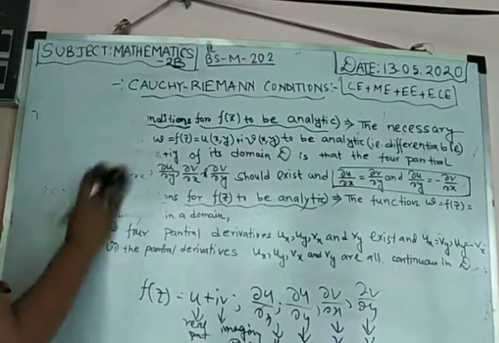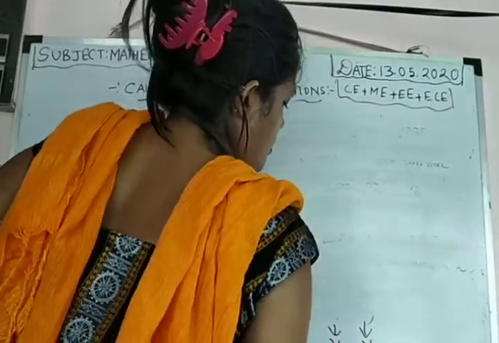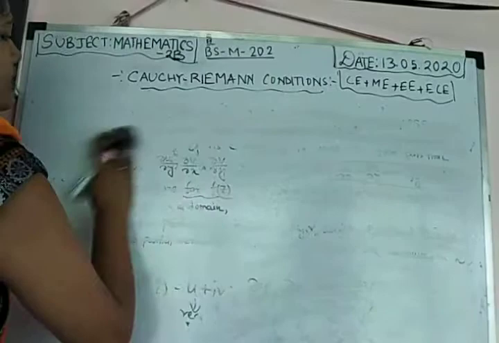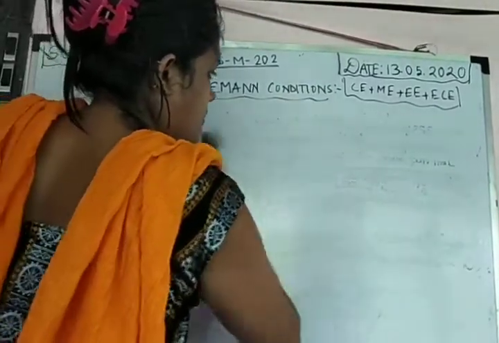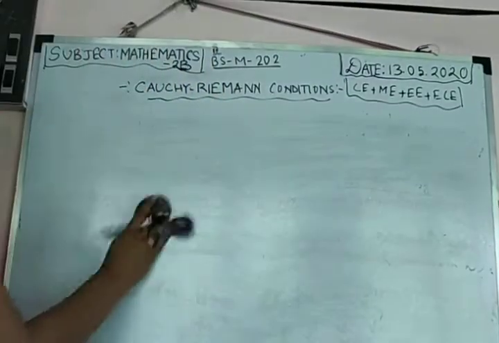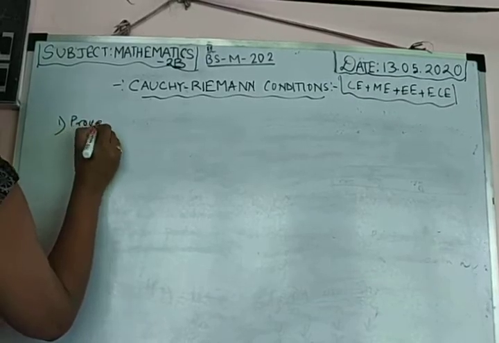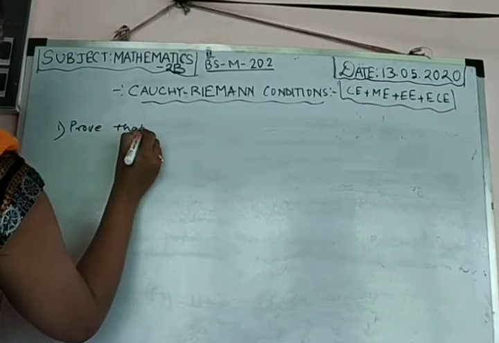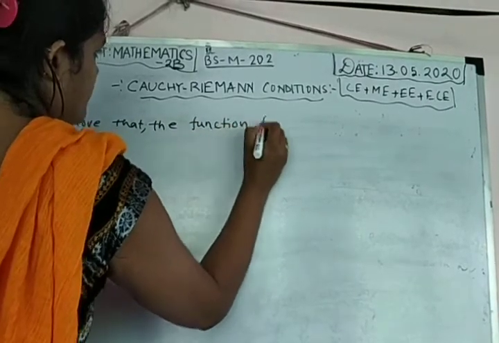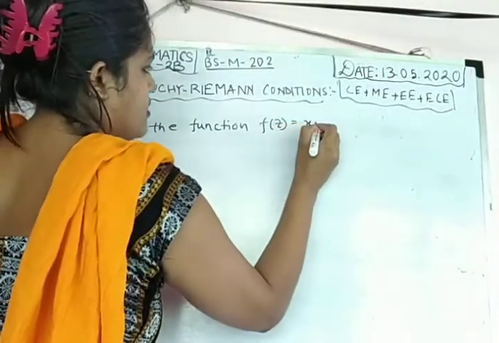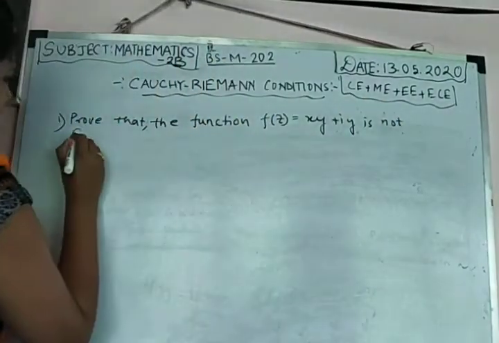Now we consider two problems, one for an analytic function and the other one for the Cauchy-Riemann equation. Number one, prove that the function f(z) equals xy plus iy is not an analytic function.